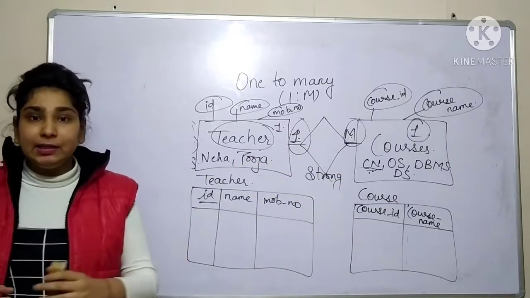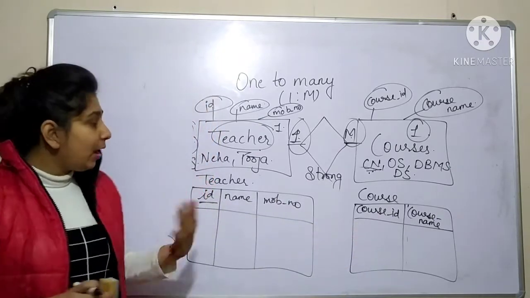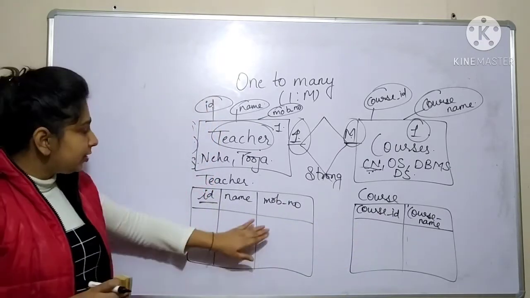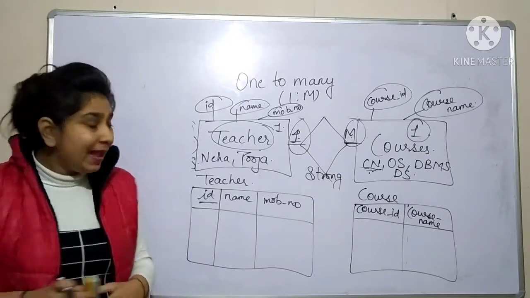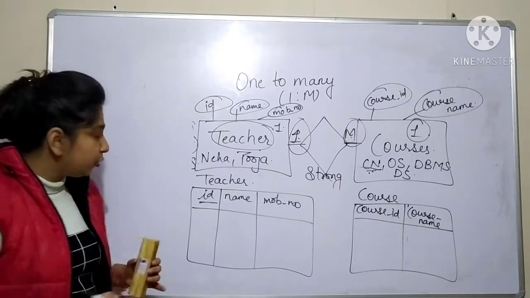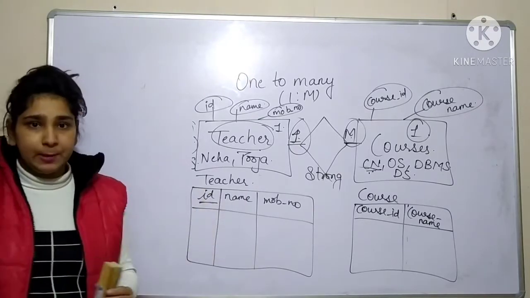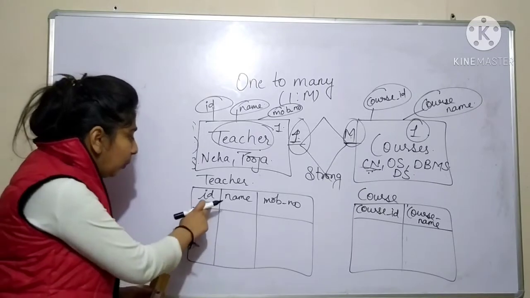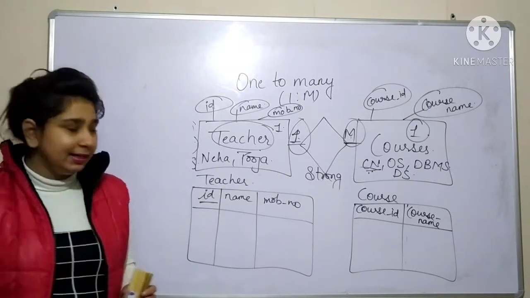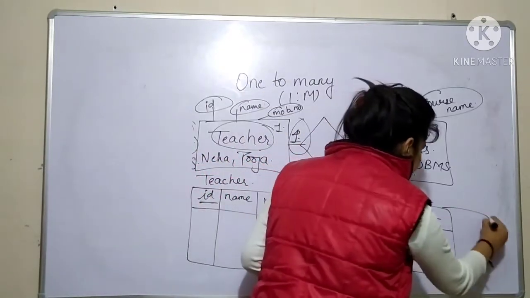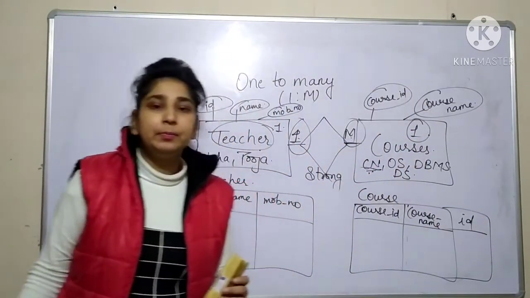So to define the relationship between the two tables, I already told you that we should have one common attribute. And that common attribute should be a key attribute in one of the tables. Okay. So what will I be doing? I am taking this ID as the common attribute.